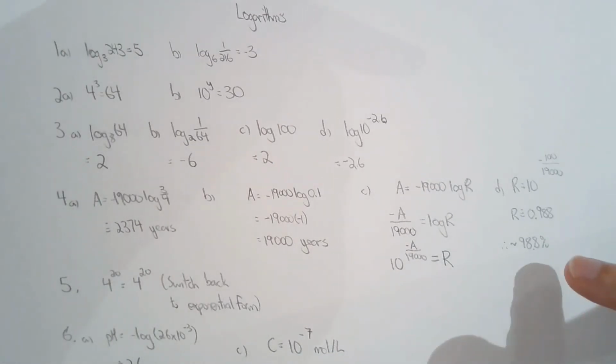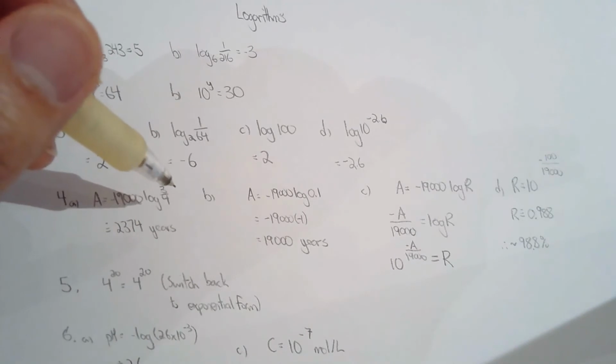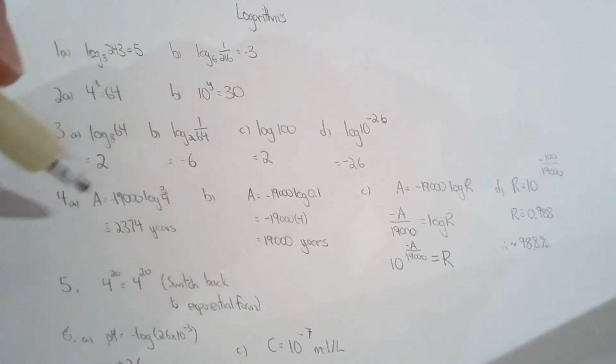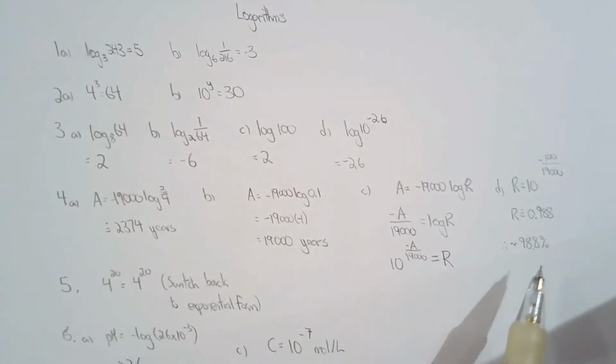And this number is very close to 100% because carbon-14 has a very, very long half-life. It takes a long time for it to decay to 50%. So 100 years is actually not going to give you much of a decrease. But that's more of a scientific thing, and it's really interesting why it's 98.8%.